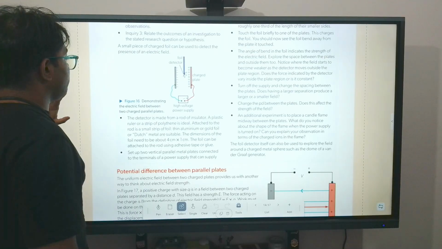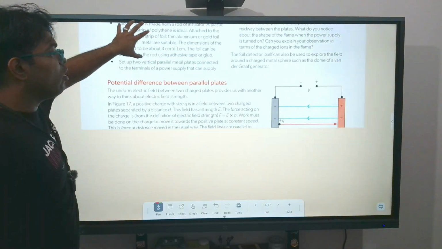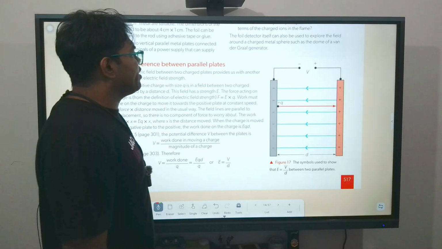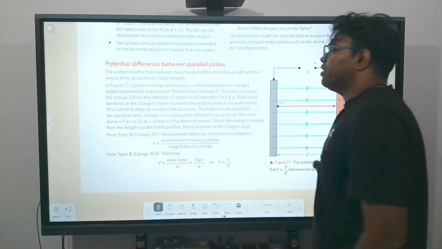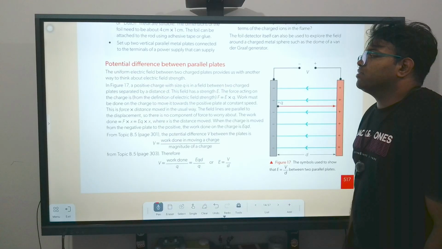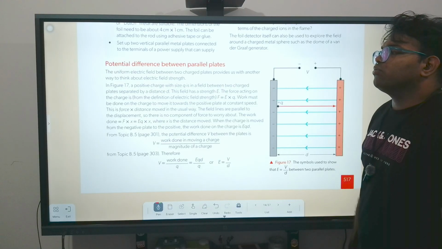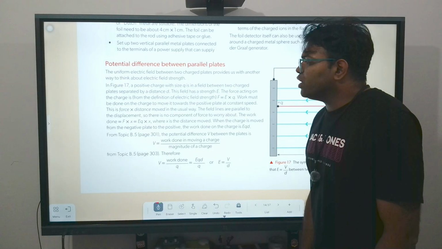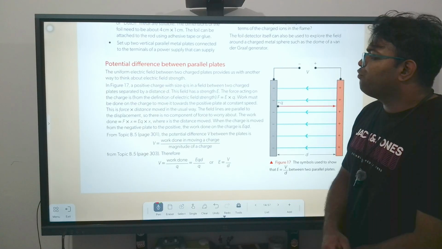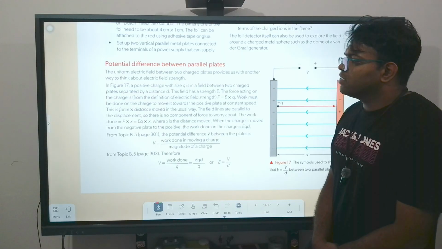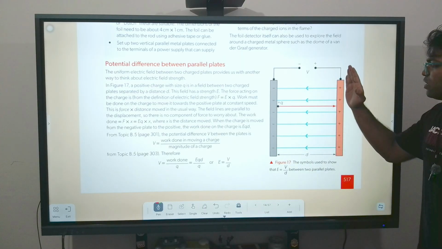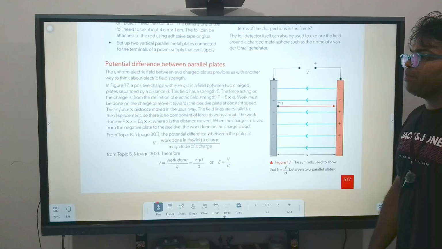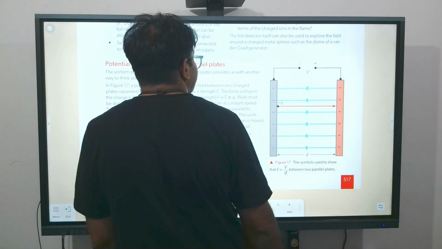Again, I'm going to skip the experiment, and I'm going to go straight to the potential difference between parallel plates. The uniform electric field between two charged plates provides us with another way to think about electric field strength. In figure 17, a positive charge of size q is in a field between two charged plates separated by a distance d, right? There is one positively charged plate here, one negatively charged plate here. Both of them are separated by a distance d. The field has a strength E.